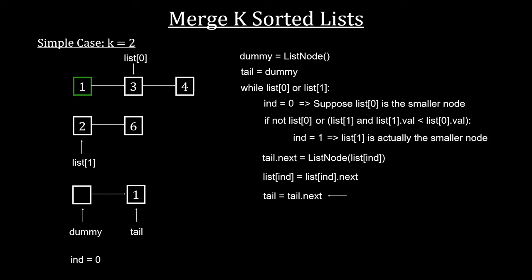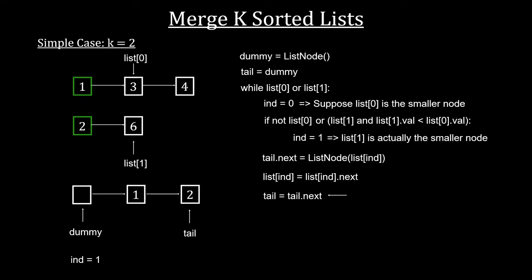And we continue the while. Is either list 0 or list 1 not null? Yes, both of them are not null. We initialize index with 0. Is list 0 null? No, it's not. Or, is list 1 not null? Yes. And the value of list 1, which is 2, is it less than the value of list 0, which is 3? Yes, it is. So now we enter the if statement and index becomes 1. And indeed, list 1 is the smallest node between these two. So we create a new node of value 2 and link tail to it. Then we increment list 1 and then we increment tail.